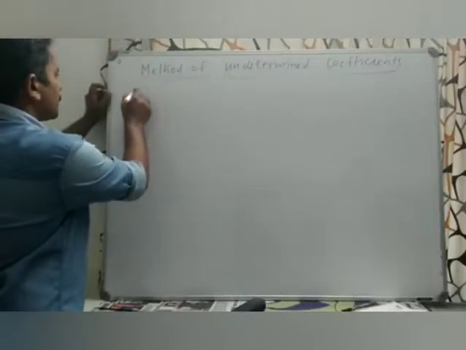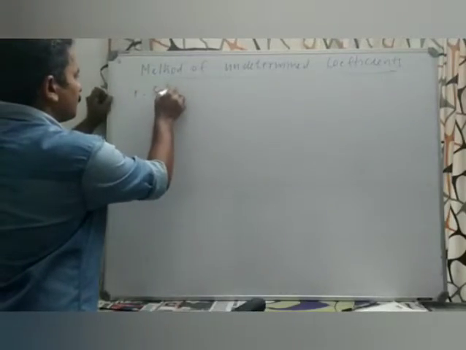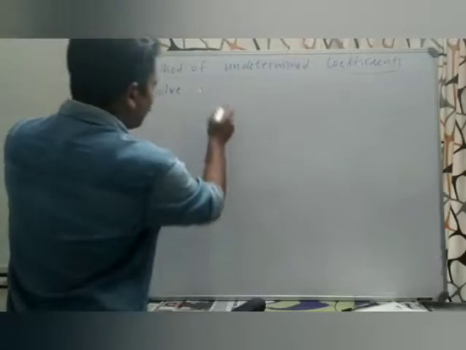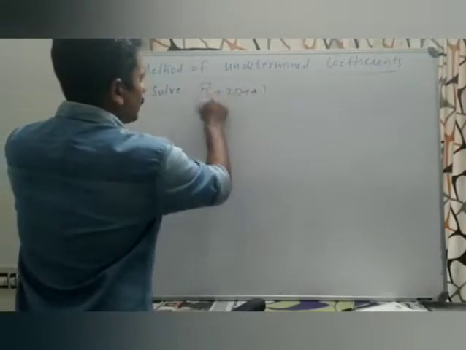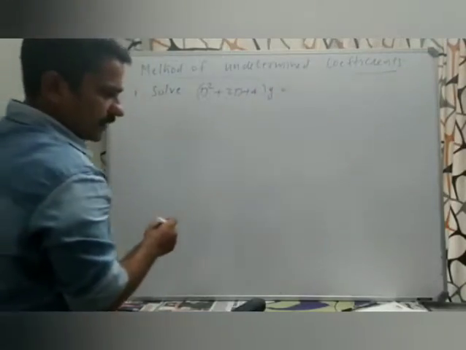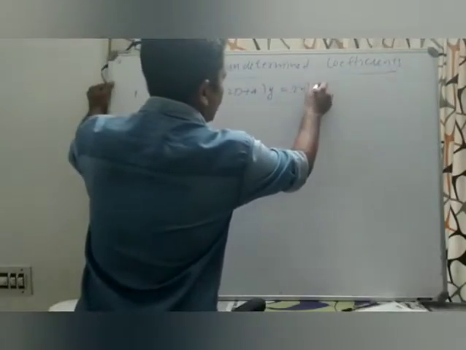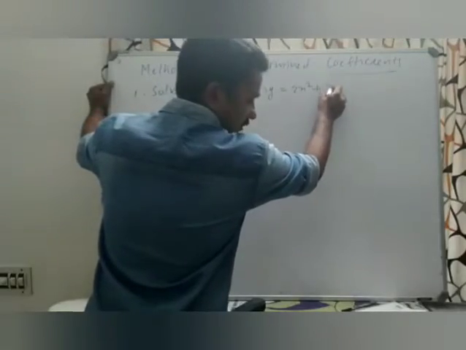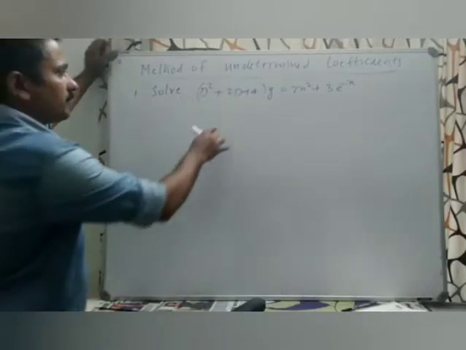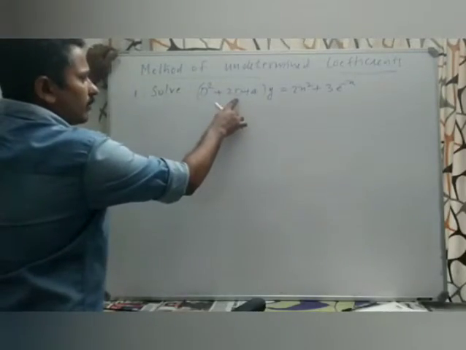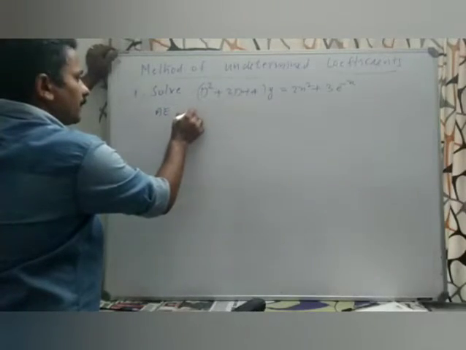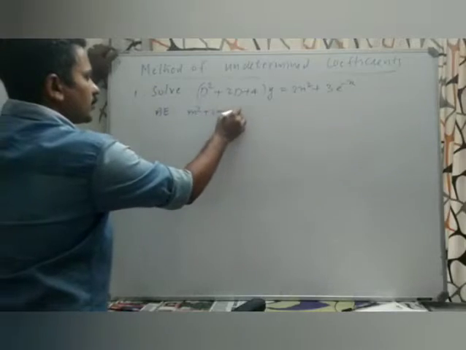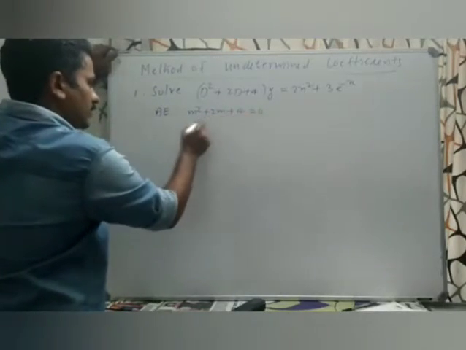Okay, this is the first question. Solve d square plus 2d plus 4 of y is equal to 2x square plus 3e to the power negative x. Right? So first you find the complementary function of this. So the auxiliary equation is m square plus 2m plus 4 is equal to 0, and you solve it.